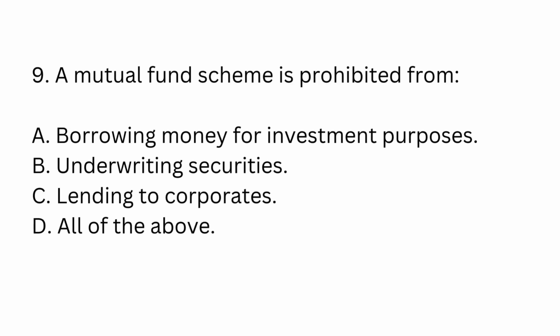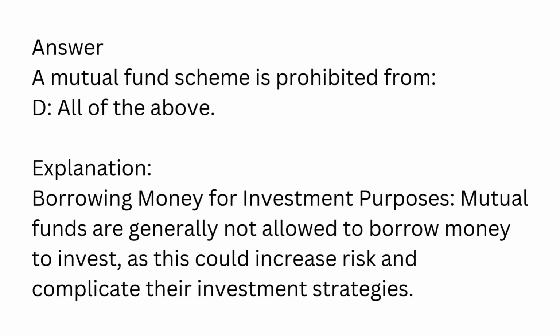9. A mutual fund scheme is prohibited from A. Borrowing money for investment purposes. B. Underwriting securities. C. Lending to corporates. D. All of the above. Answer. A mutual fund scheme is prohibited from D. All of the above. Explanation.